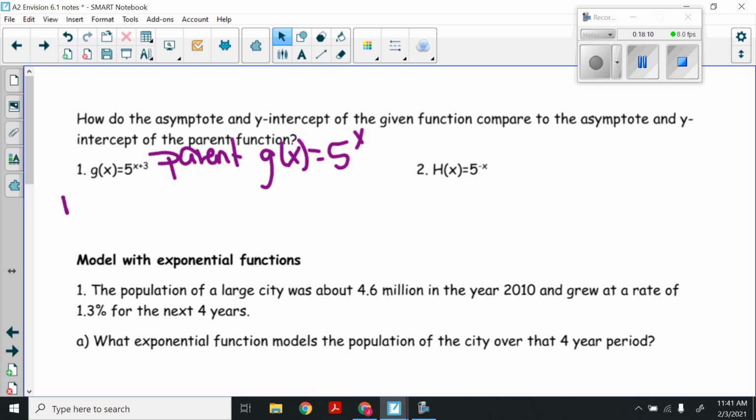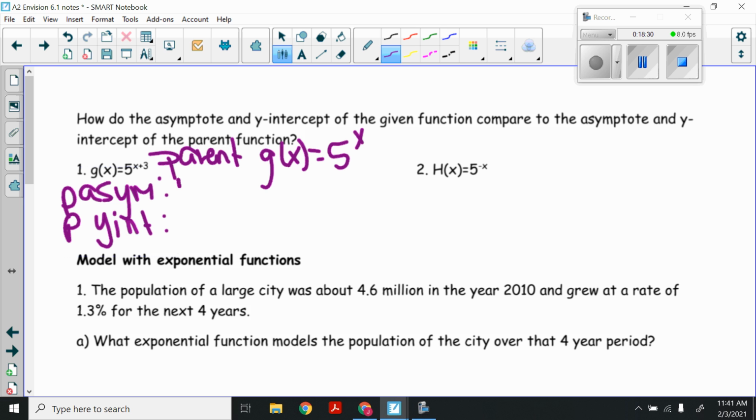Okay. So the parent asymptote, the parent y-intercept. The parent asymptote, again, I don't have anything being added or subtracted out here on the parent, right? So my parent asymptote is always y equals 0, the x-axis. The parent y-intercept is always 0, a. My a is a 1 here, so my y-intercept would have been 0, 1.